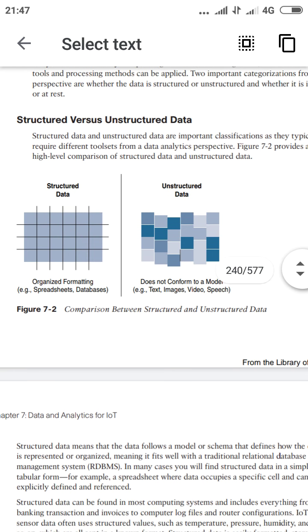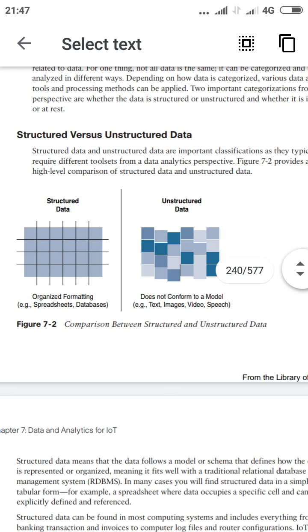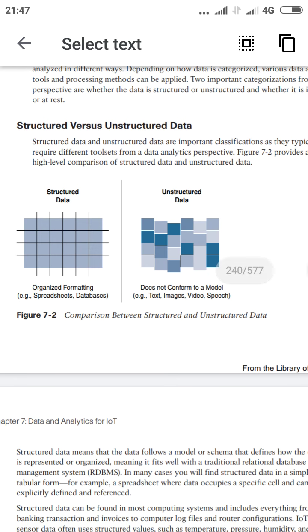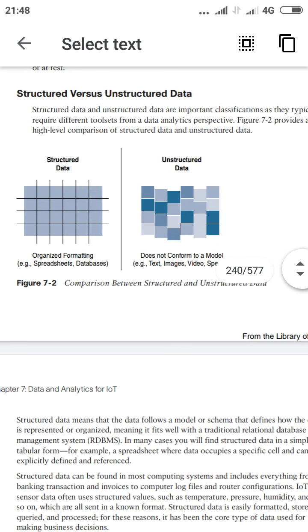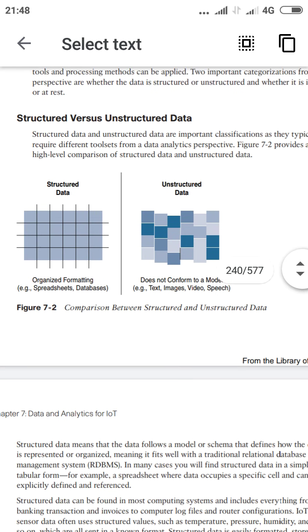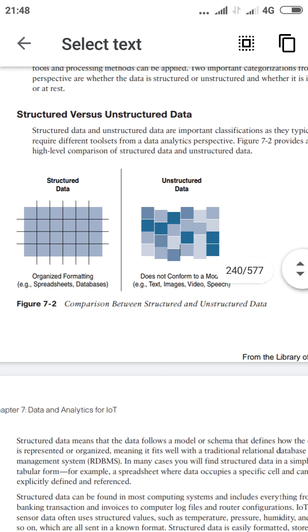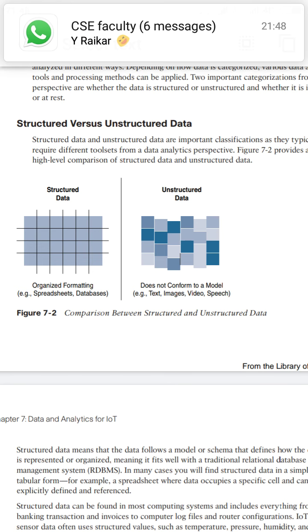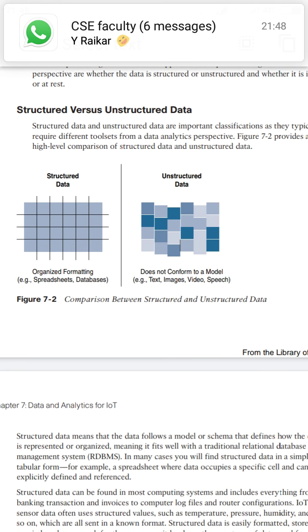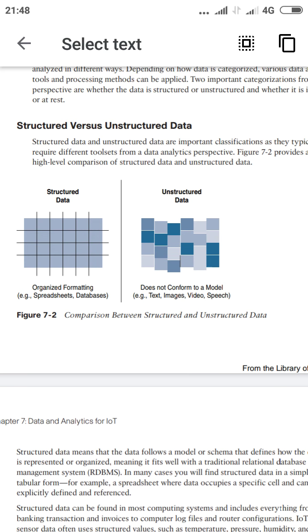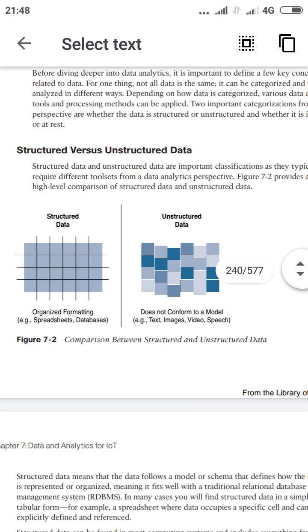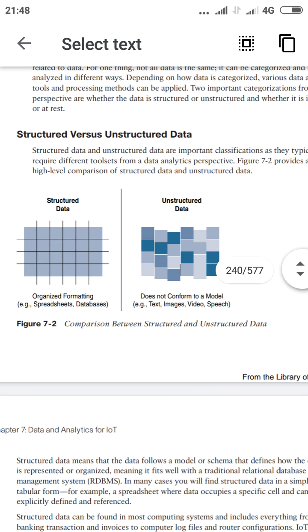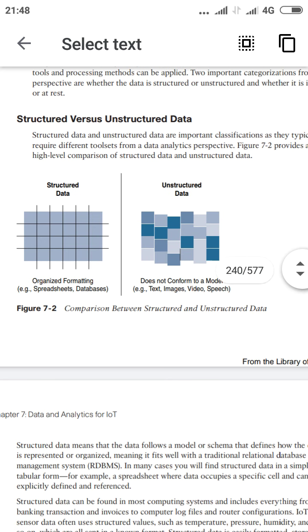IoT sensor data often uses structured values such as temperature, pressure, humidity and so on, which are all sent in a known format. Whatever I said previously, it has its own format. Structured data is easily formatted, stored, queried and processed. That is one of the advantages of structured data: we can easily format, retrieve, and process it. This is one of the benefits of structured data. For this reason, it has been the core type of data used for making business decisions.